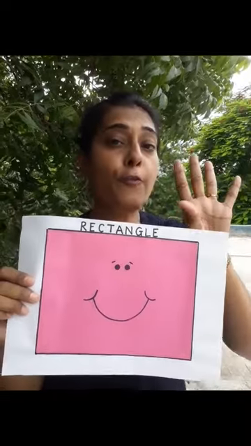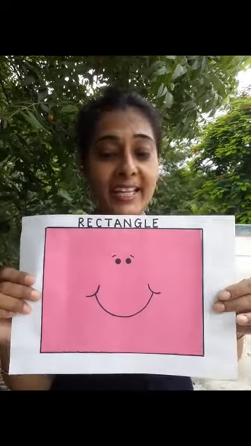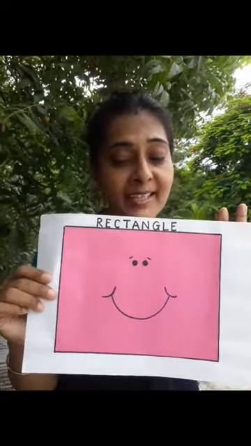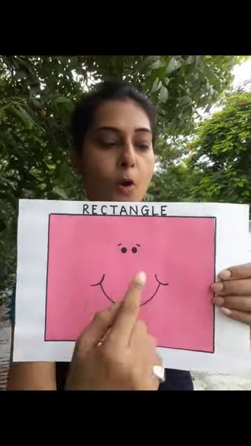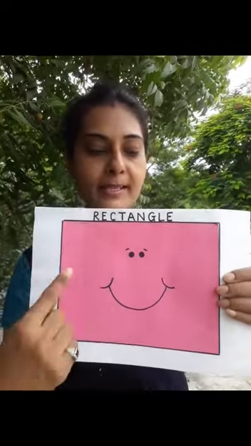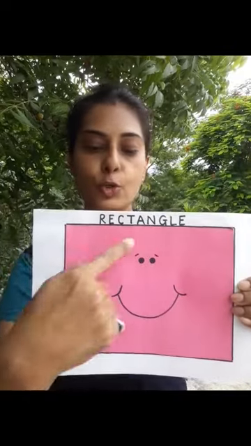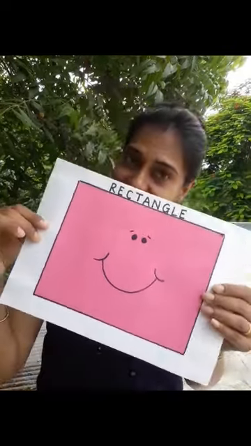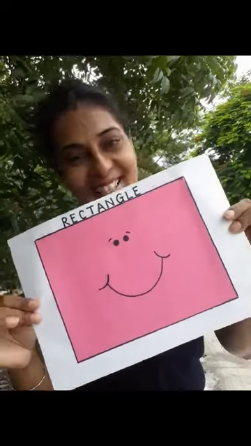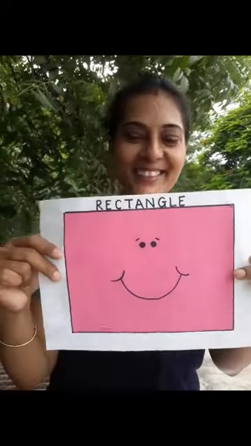It has got four sides. It has two small and two big sides. This is a rectangle.